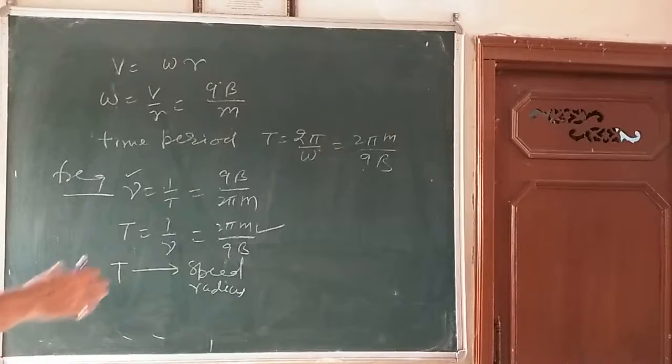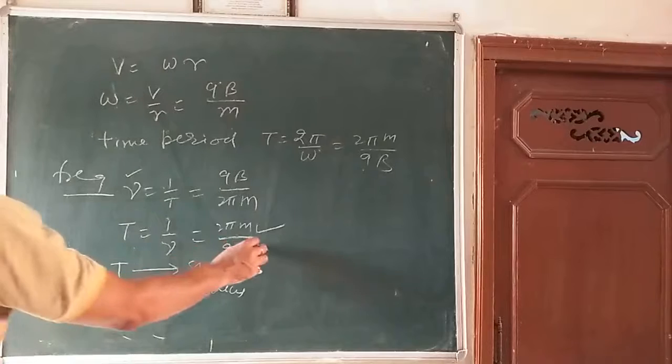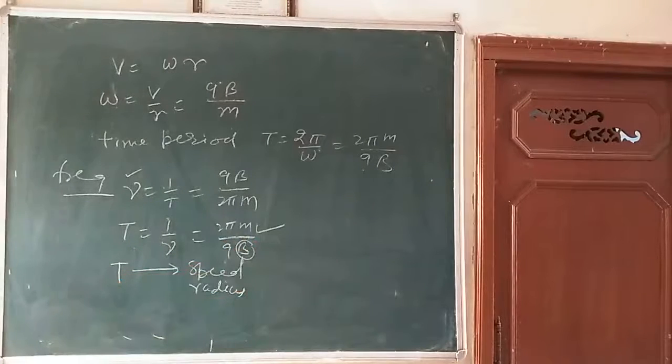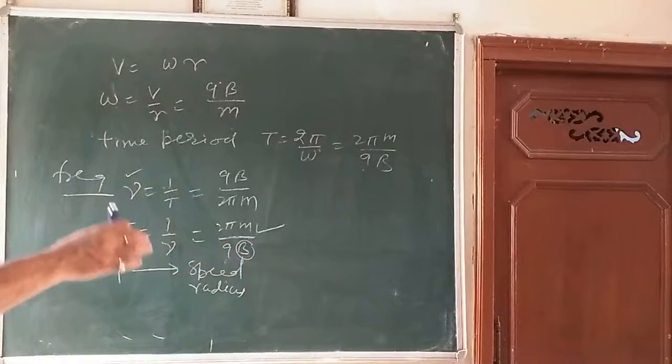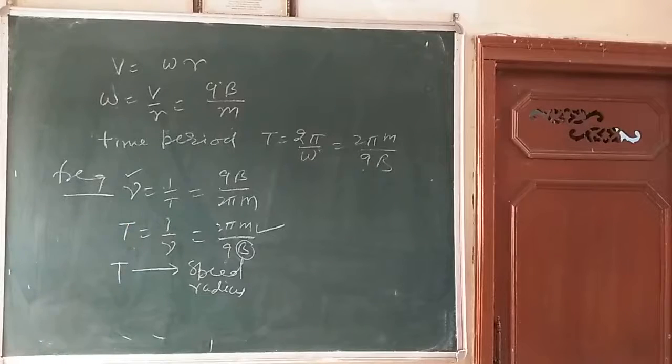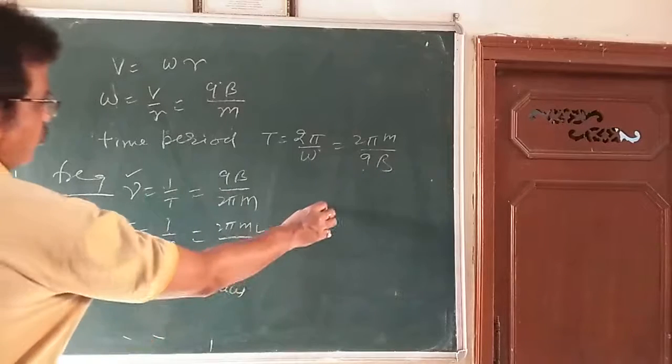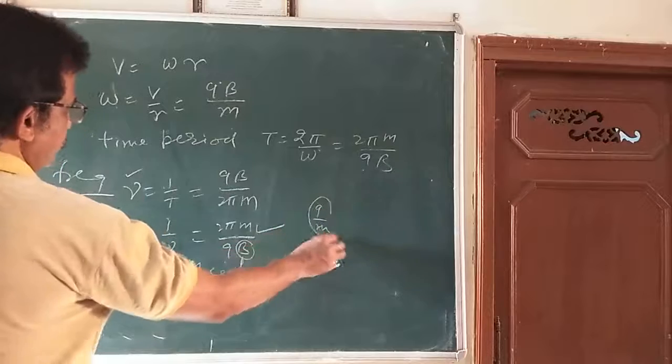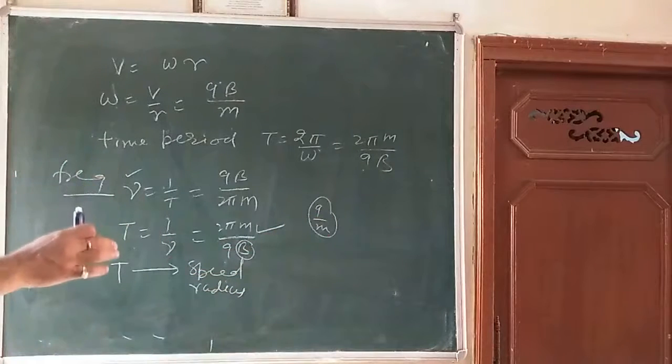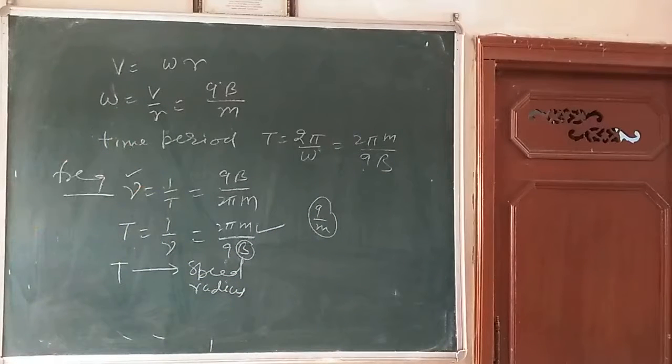So time period depends only and only on the magnetic field and the nature of the particle, that is, which particle it is. That is q by m. q by m is the specific charge of the particle.